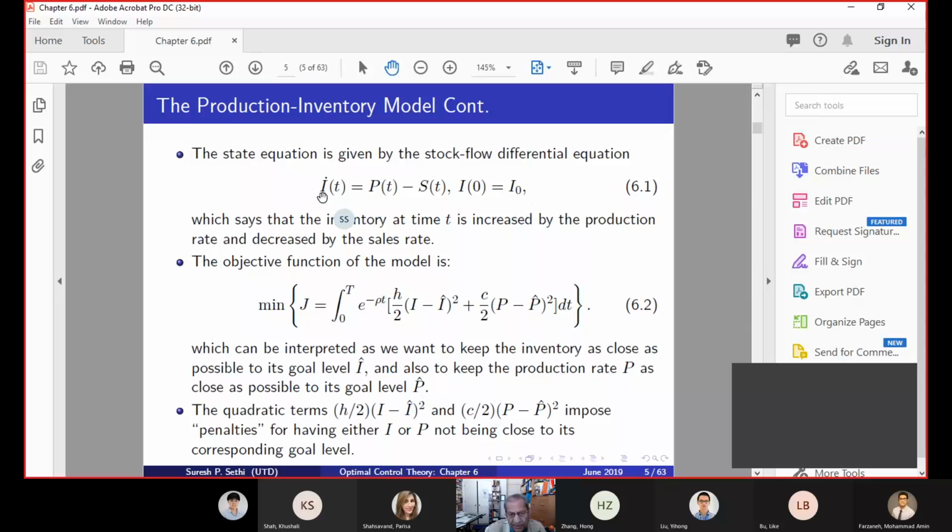So clearly, as we have in chapter 1, this was one of our examples in chapter 1, I dot, which is the rate of change of inventory, increases with production and decreases with demand. So it's P_t minus S_t. We have a beginning inventory I_0. So we have a stock flow differential equation, which is our state equation for this particular problem.